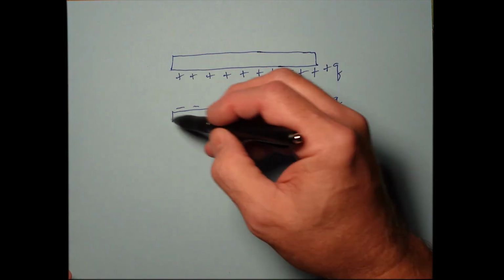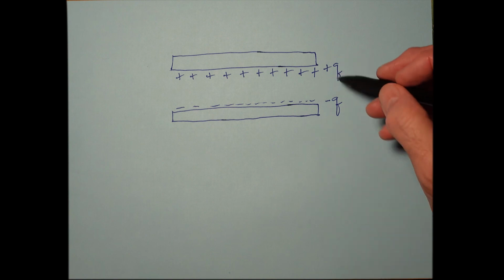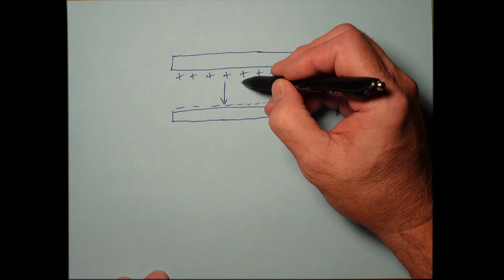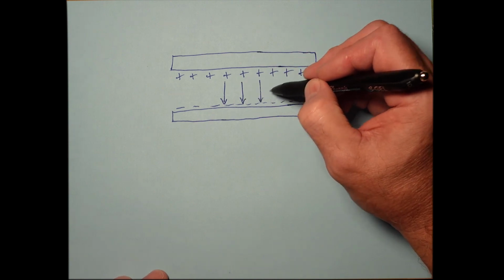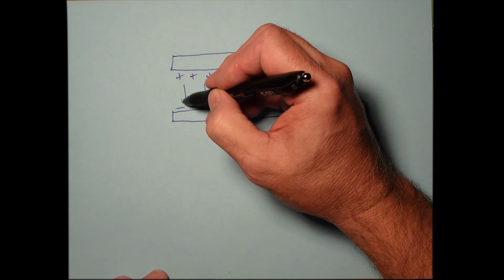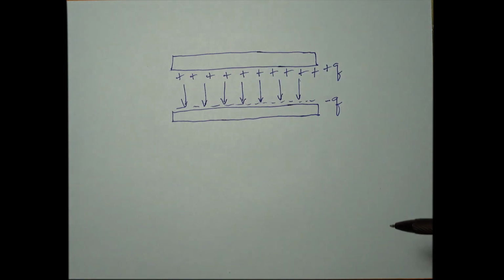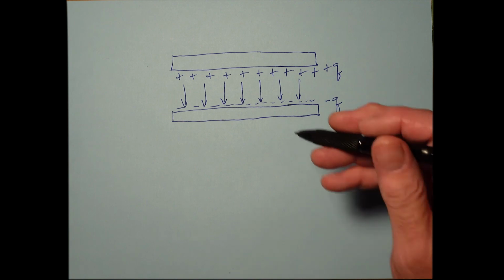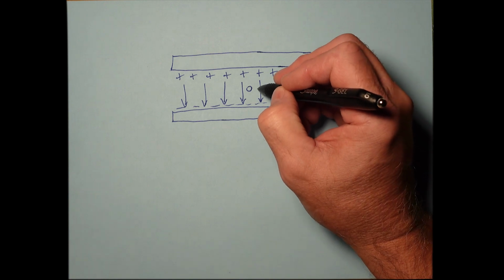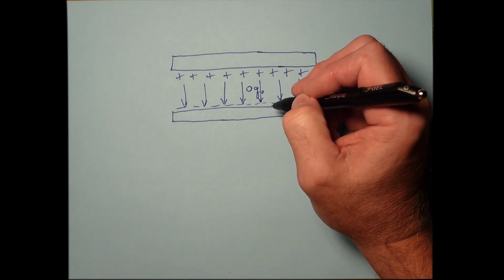Now, we've talked about fringing and how fringing would occur near the edges, but here in the central region, there's going to be electric field lines that point down like that. And as long as we don't get too close to the edge, that's going to be a constant and uniform electric field in that region right there. Well, let's say we take another charge. We'll put a charge right there, and we'll call that charge Q naught.